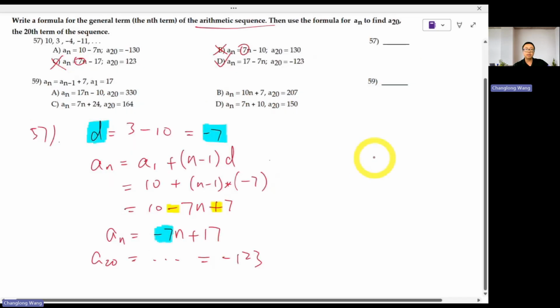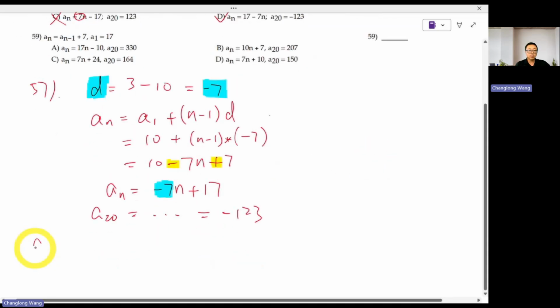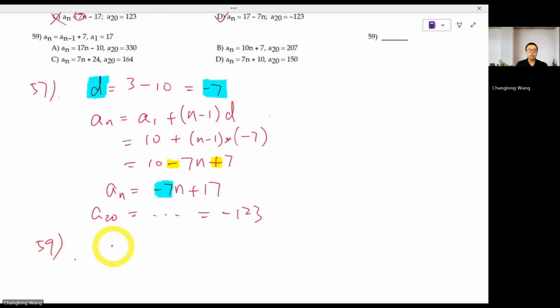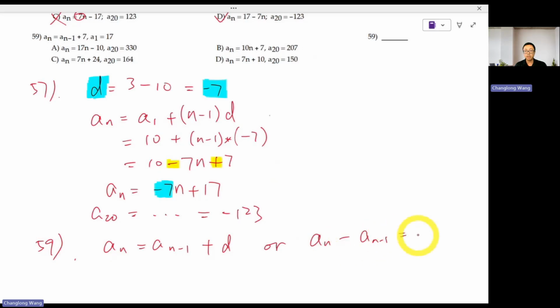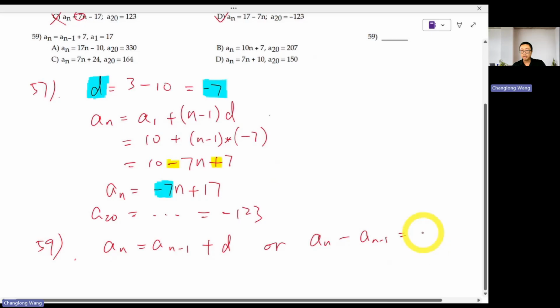Now 59, the only thing I have to remind you is you probably have to read off the common difference from the recursion formula. And I'll remind you that the recursion formula looks like a sub n equals a sub n minus 1 plus d. Or sometimes they might go with a sub n minus a sub n minus 1 equals d. But either way, it's either adding a common difference to a term to get to the next one, or subtracting two terms to get to a common difference. And therefore, you're looking at a common difference of 7.